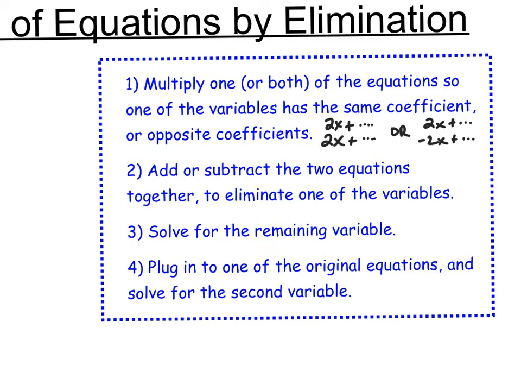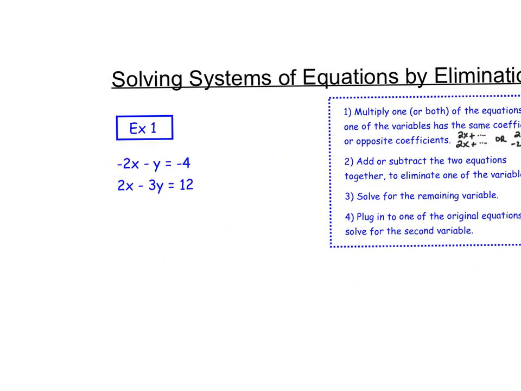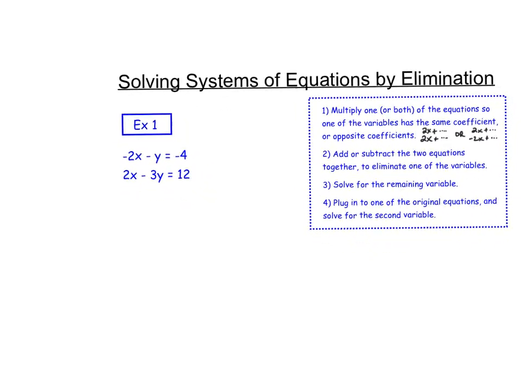Then we're going to add or subtract the two equations together to eliminate one of those variables. Step 3, solve for the remaining variable. And then step 4, plug it into one of the original equations and solve for that second variable. So let's take a look at what I'm talking about with this first example. We've got 4 examples we're going to run through.